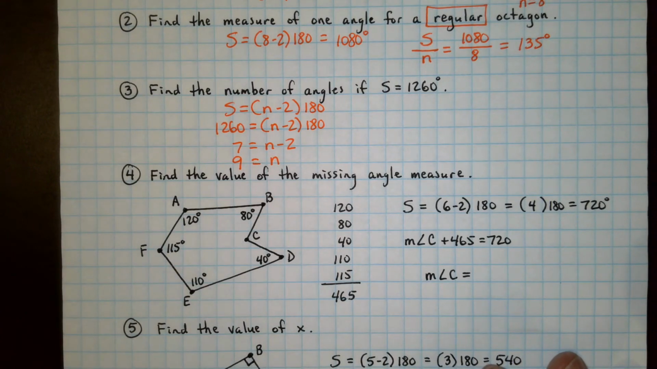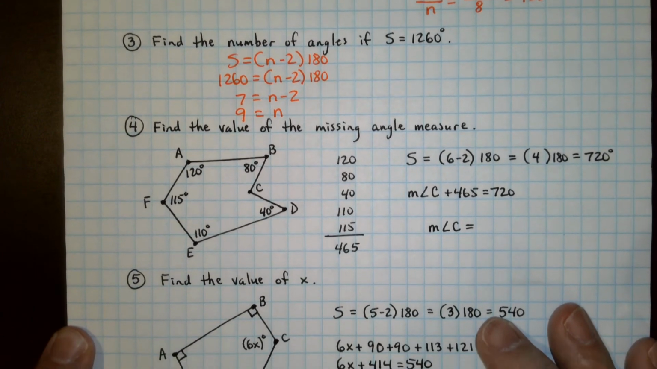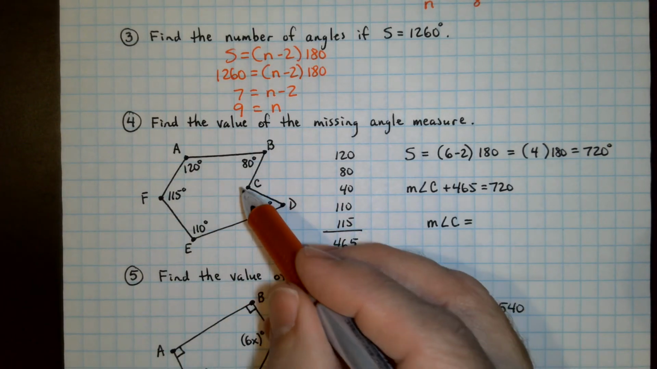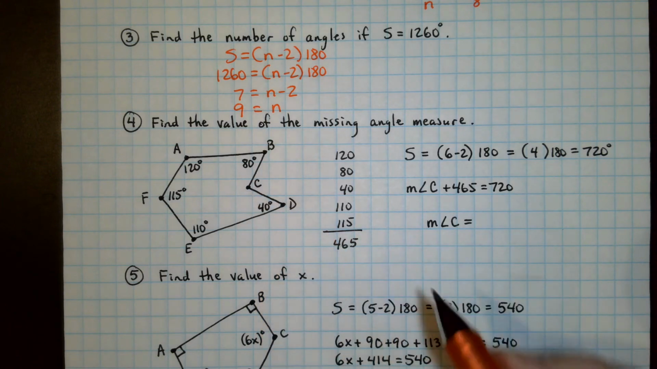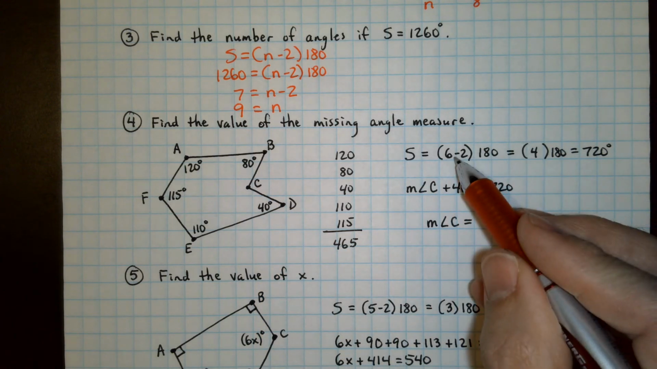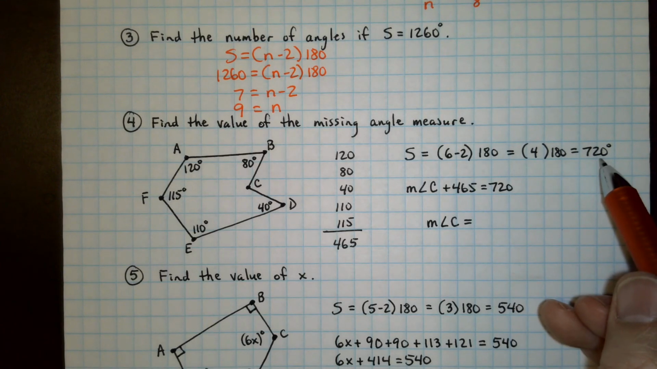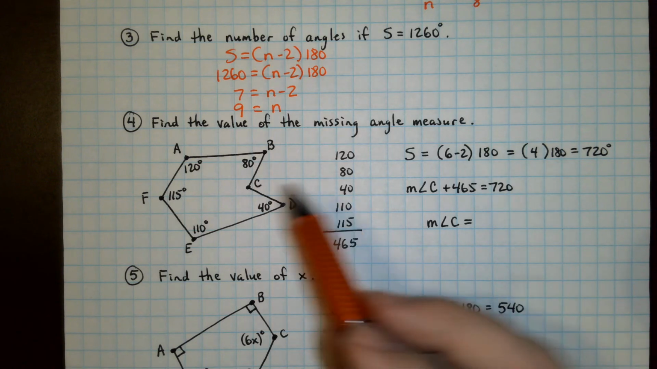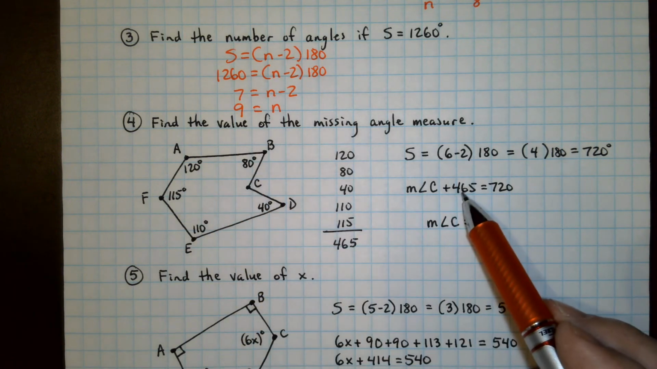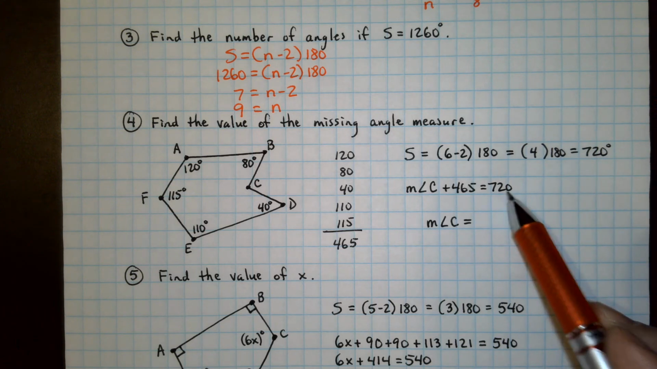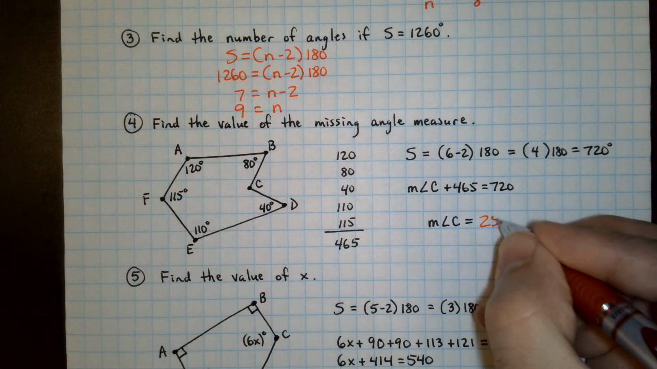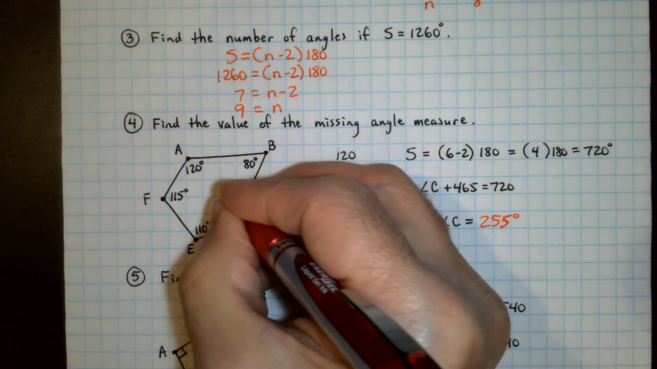Well, we can do a little more with that. We can find missing values as well. So in this particular diagram here, I've got 6 angles, and I don't know angle C, but I know that if it has 6, then 6 minus 2 times 180 is eventually going to get me 720 degrees for all of the angles. The ones that I know add up to 465. So the measure of angle C plus all the other ones, 465, will equal this total of 720. So 720 minus 465 gives me 255 degrees for this angle right here.